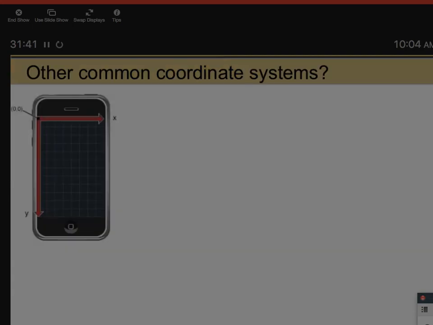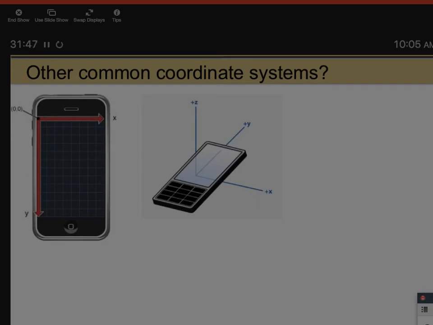But as I said, there are lots of coordinate systems. We'll see them all the time. So inside your phone, you have two very natural coordinate systems. If you're drawing on an iPhone, you have a screen graphics coordinate system for which 0, 0 is the upper left, and X increases left to right, Y increases down the screen.